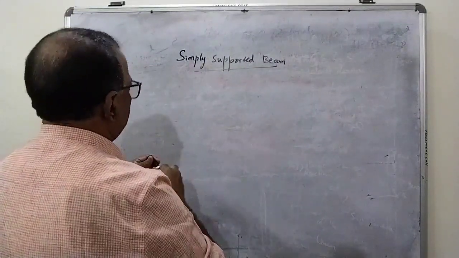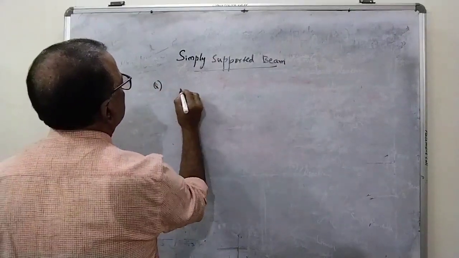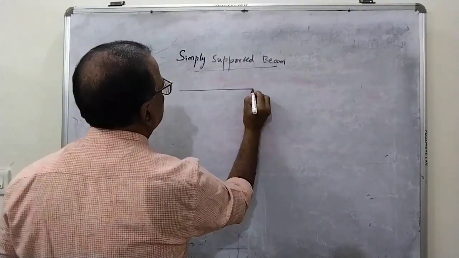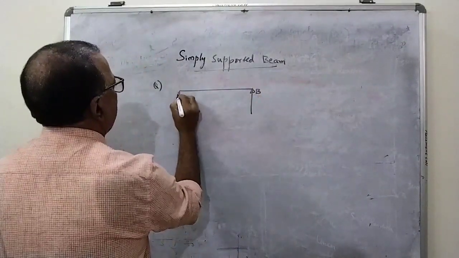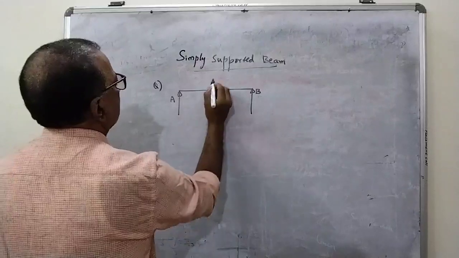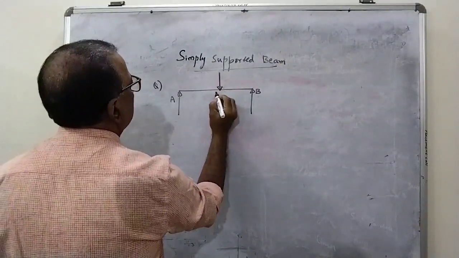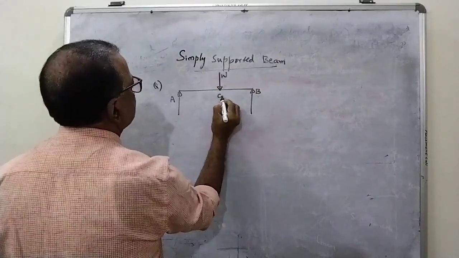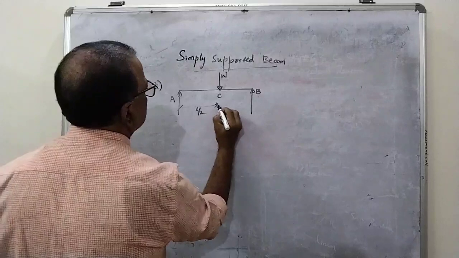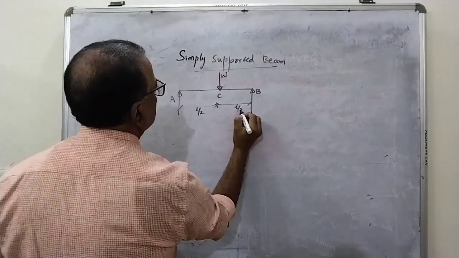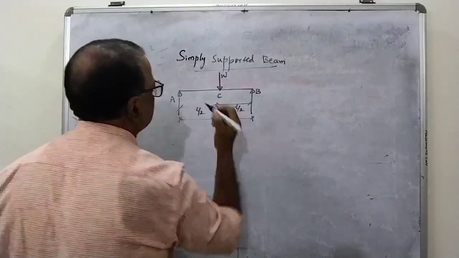Now, first let us start with a simply supported beam acted upon by a concentrated load W at the center. Total span of the beam is L.